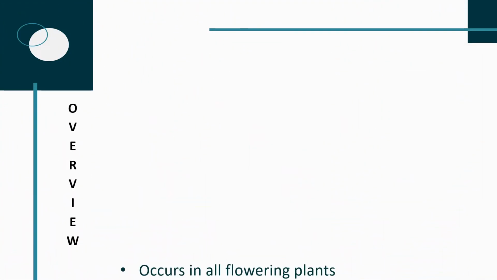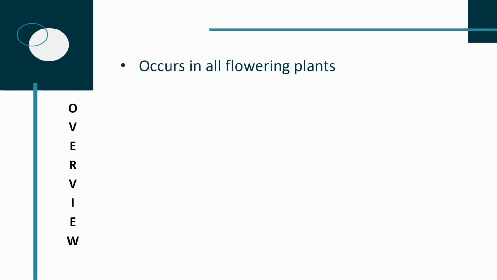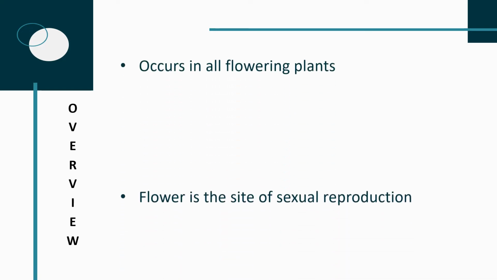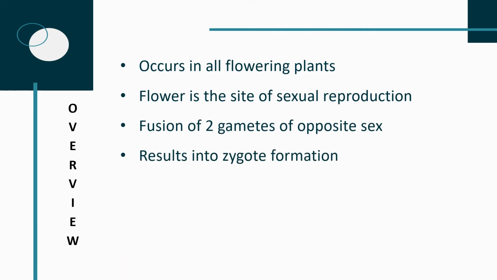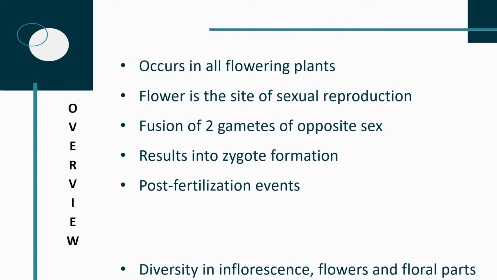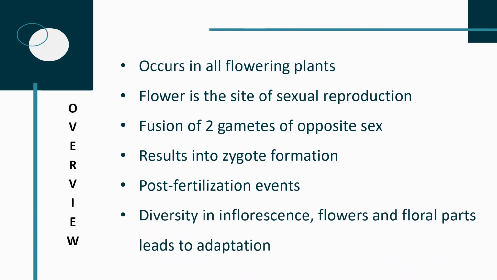Let us have an overview of this chapter. Sexual reproduction takes place in all the flowering plants. Flower is the main site for all the events of sexual reproduction to take place, starting from production of gametes to fusion of gametes and ending up into zygote. After the post-fertilization events, end products are formed, which are fruits and seeds. The diversity in inflorescence, flowers and floral parts leads to adaptation but ensures that the end products are formed in all the flowering plants post sexual reproduction.